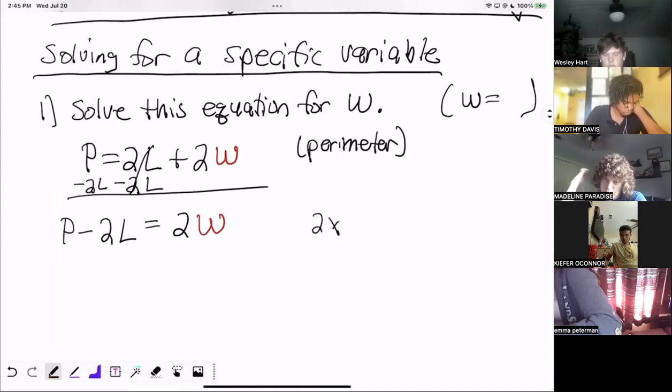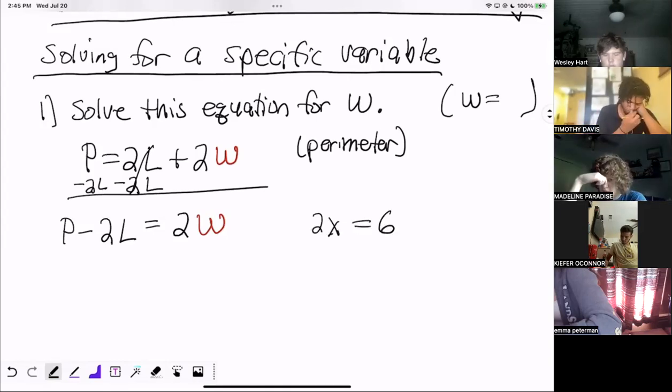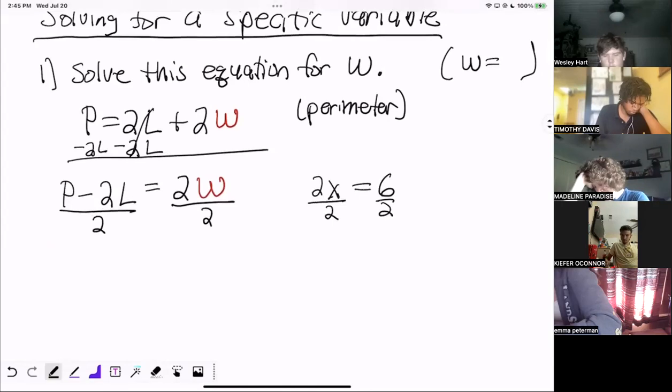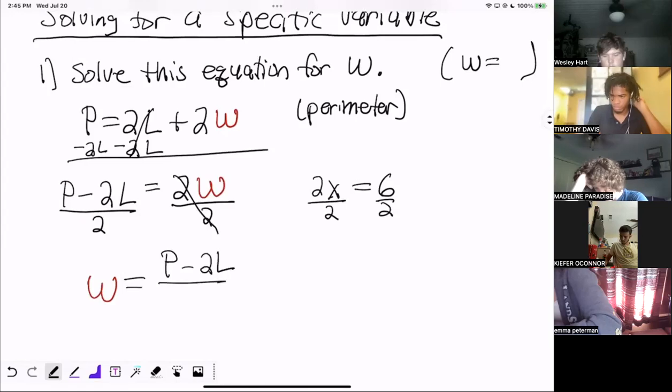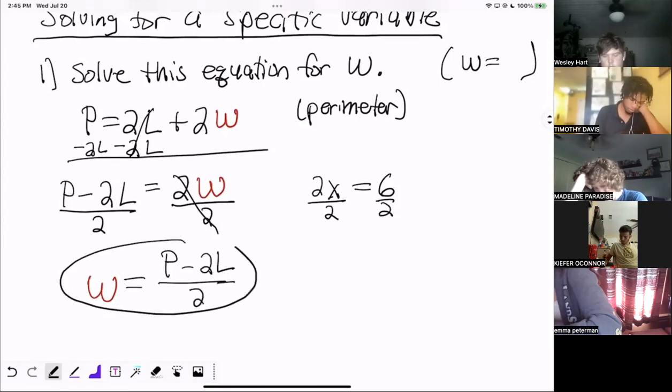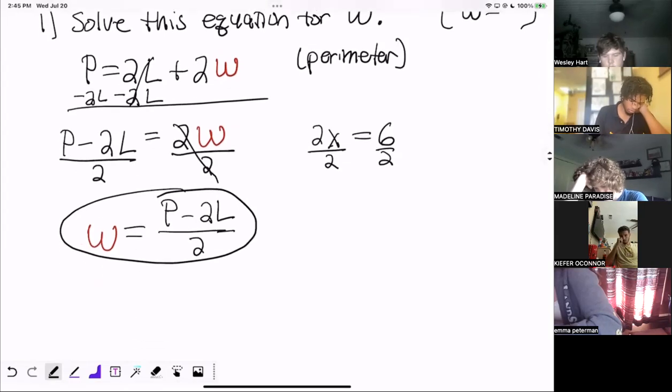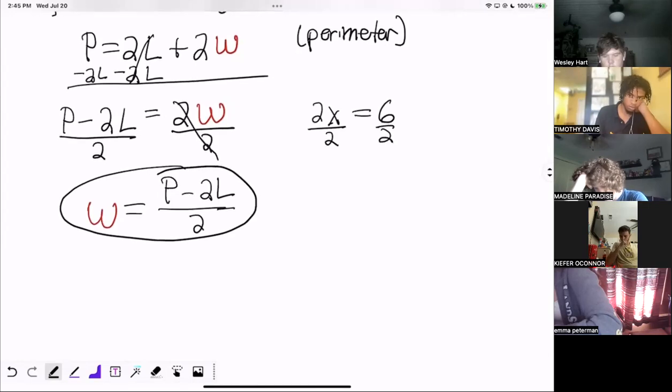Just like if I had 2x equals 6, what would I do? I would divide by 2 to get x by itself. Same thing. I would divide by 2 to get W by itself. You can divide the whole thing by 2. I'll actually show you 2 answers that you could do. So my final answer is W is equal to P minus 2L over 2. That's one form of my answer. And either form is correct.